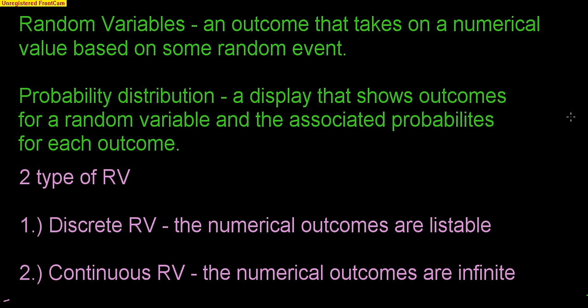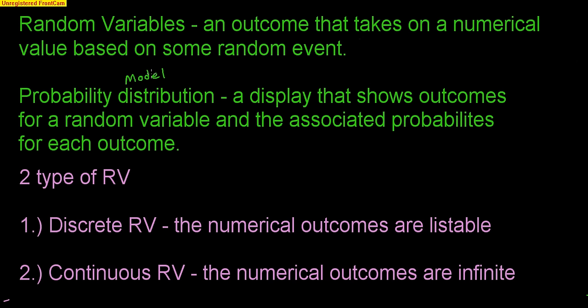Alright, a probability distribution is a display that shows outcomes for a random variable and the associated probabilities for each outcome. In the past, we have called these probability models. It's the same exact thing. Model, distribution, it's just a way to show all the outcomes and their probabilities.